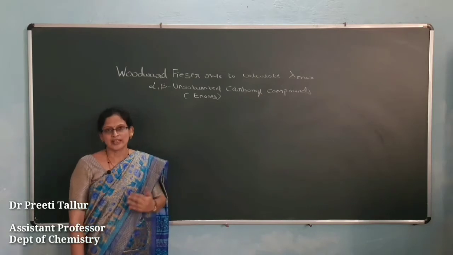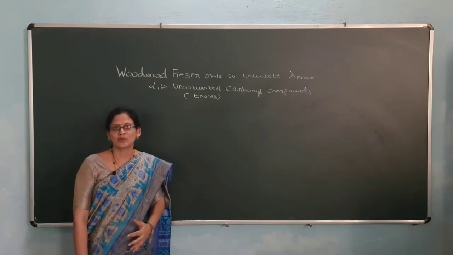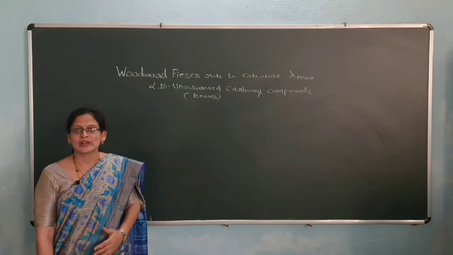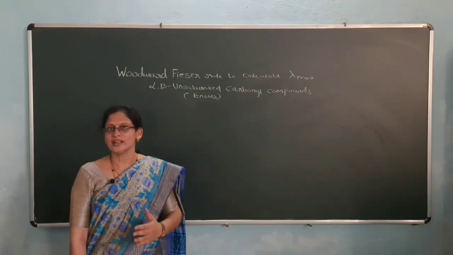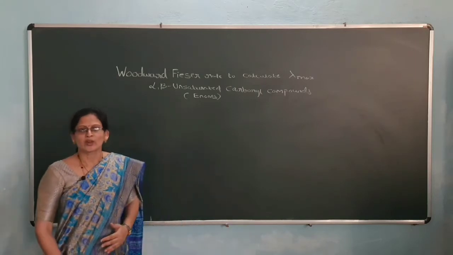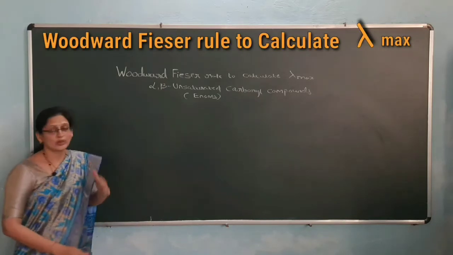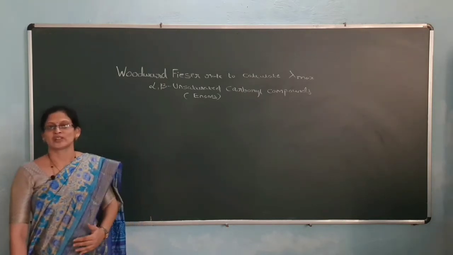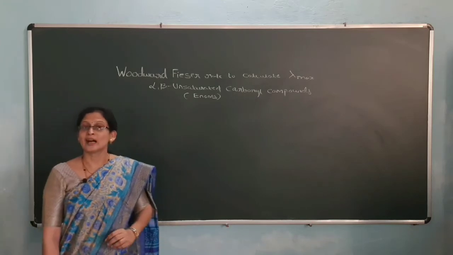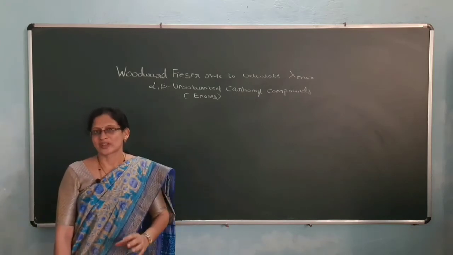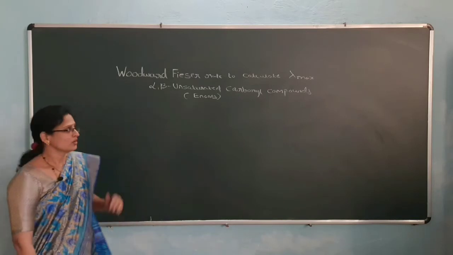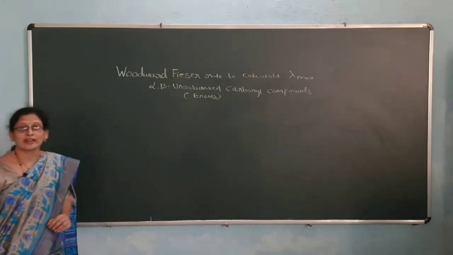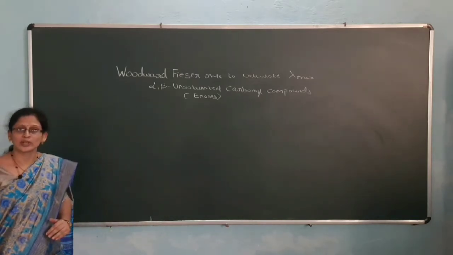In the second video, you learnt about the Woodward-Fieser rule for calculating the lambda max of conjugated dienes. Today we are going to discuss the Woodward rule used to calculate the lambda max of alpha beta unsaturated carbonyl compounds and the application of UV spectroscopy. So what is an alpha beta unsaturated carbonyl compound?